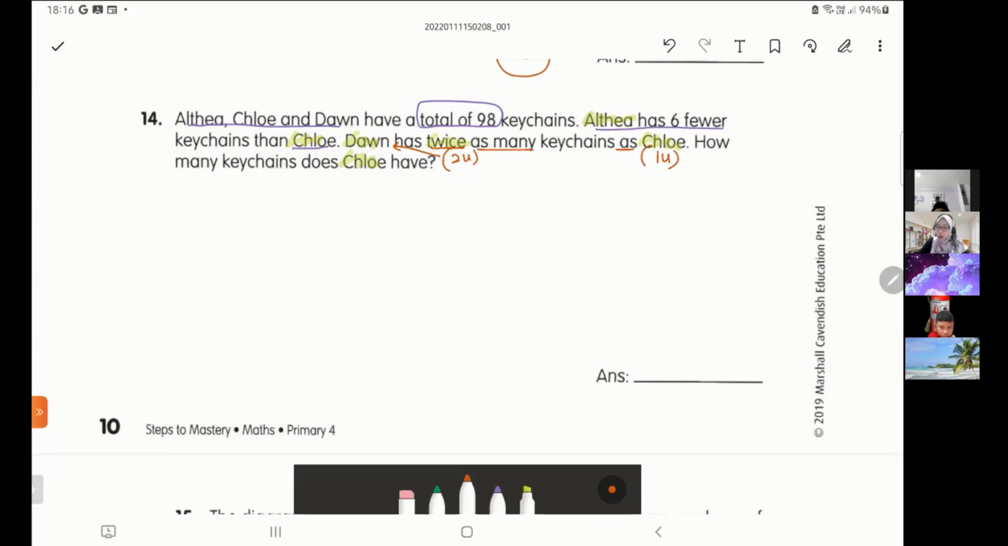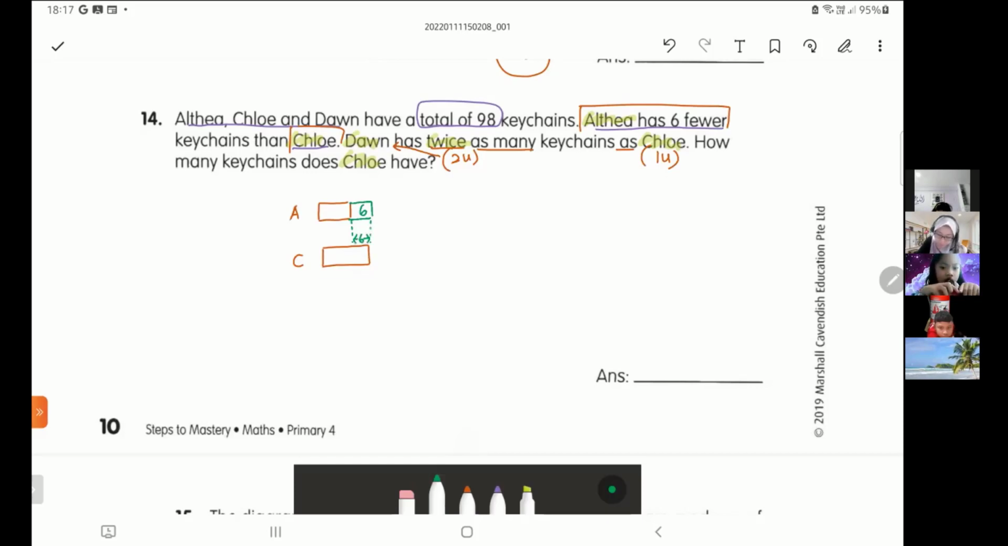Okay? So we are going to start off with the person who have 1 unit, which is Chloe. So Chloe, you have 1 unit. You can draw 1 unit like that. So as compared to Chloe will be Dawn, right? Dawn have twice as many as Chloe. But if you look back at the first sentence, Althea have 6 fewer than Chloe. So Althea is shorter than Chloe. Let's say about here. So if you compare Althea and Chloe, there is this difference. There is this 6 difference.